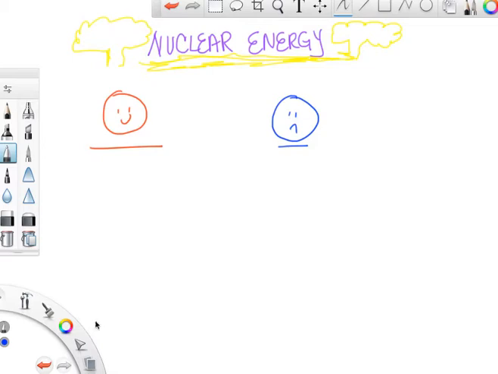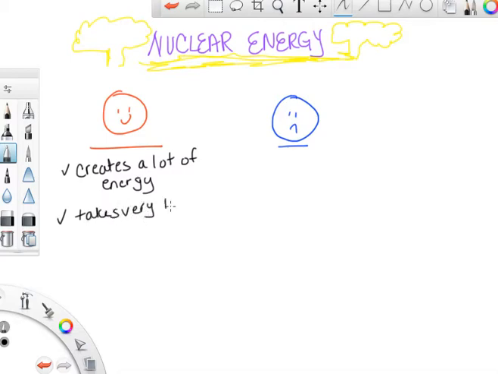Alright, so what are the great things? The pluses, the good stuff. Nuclear energy creates a lot of energy. Okay? And it takes very little matter to do it. So you don't need a lot of stuff.